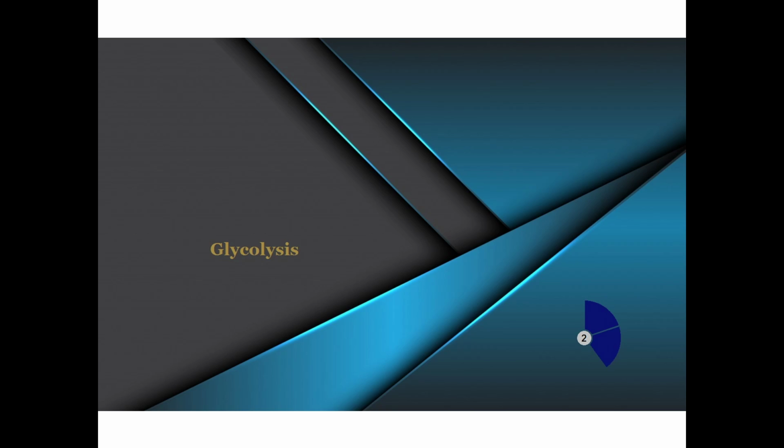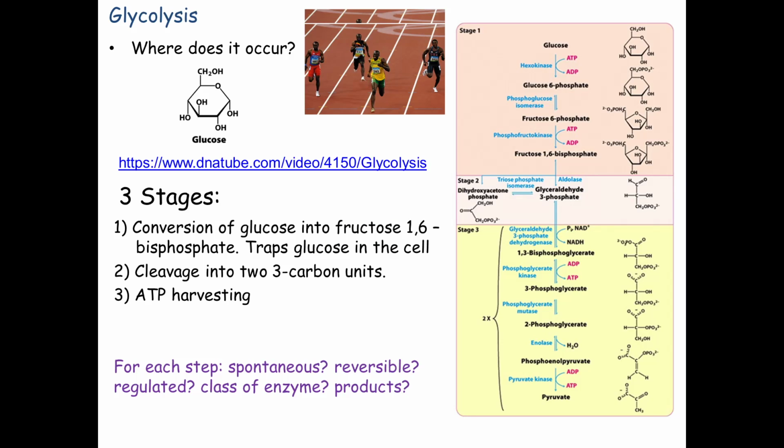We'll begin our true venture into metabolism with our first pathway converting glucose into pyruvate called glycolysis. So where does glycolysis take place? Well, the easy answer to that question is in every cell. All cells do glycolysis, but more specifically, it takes place in the cytoplasm. So the bulk of the cells is where this occurs.